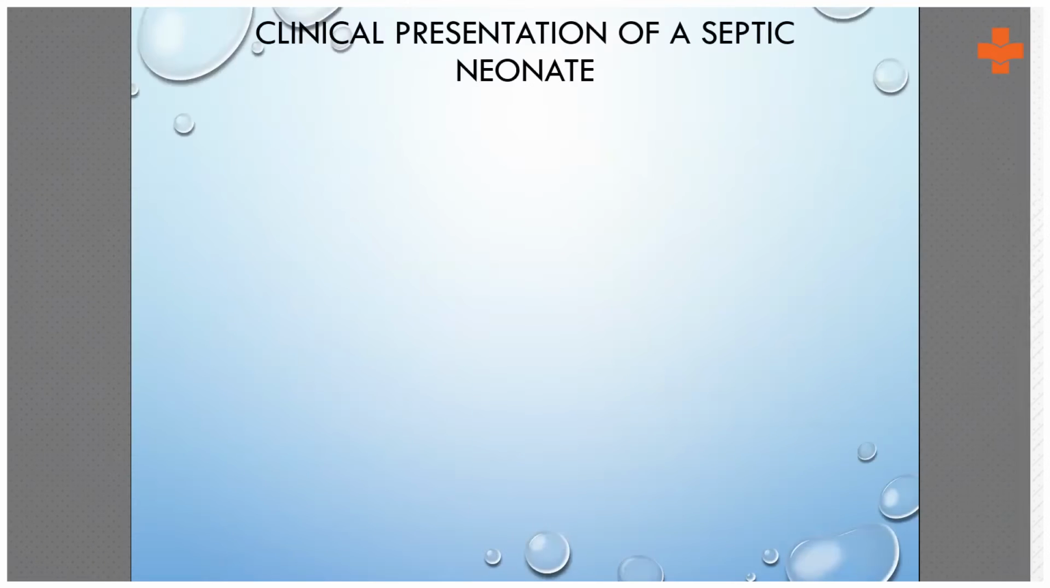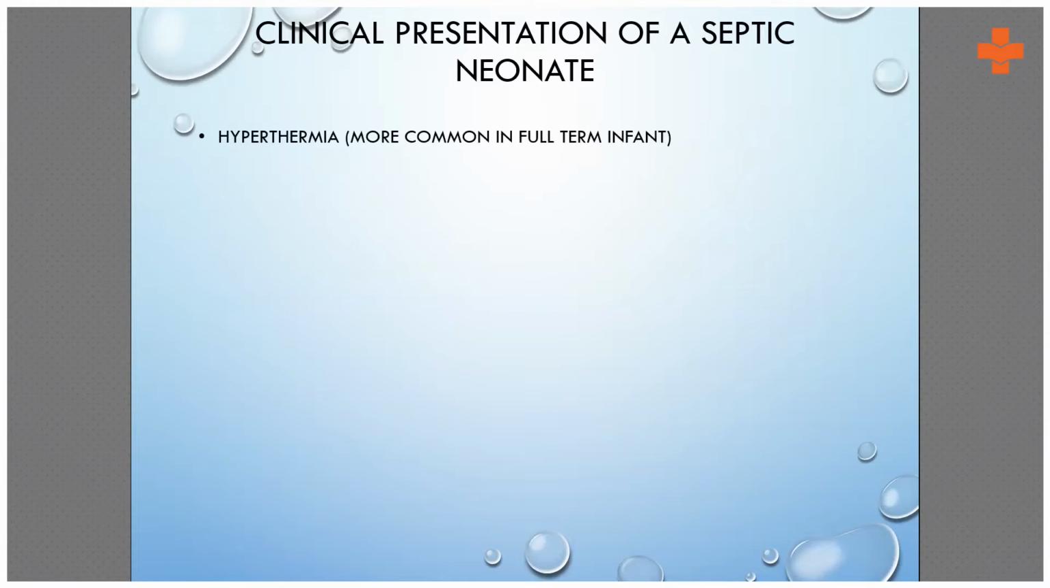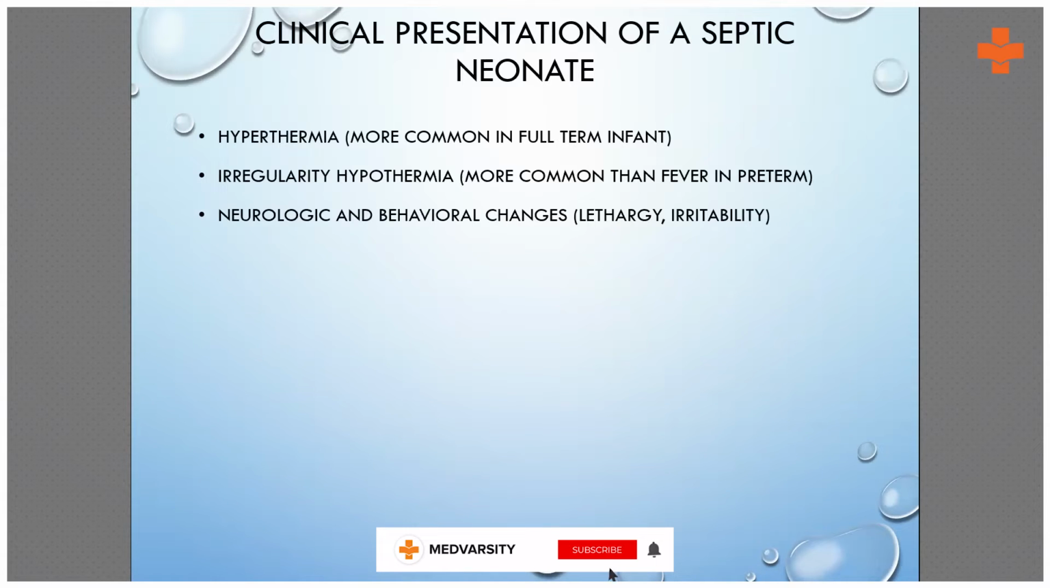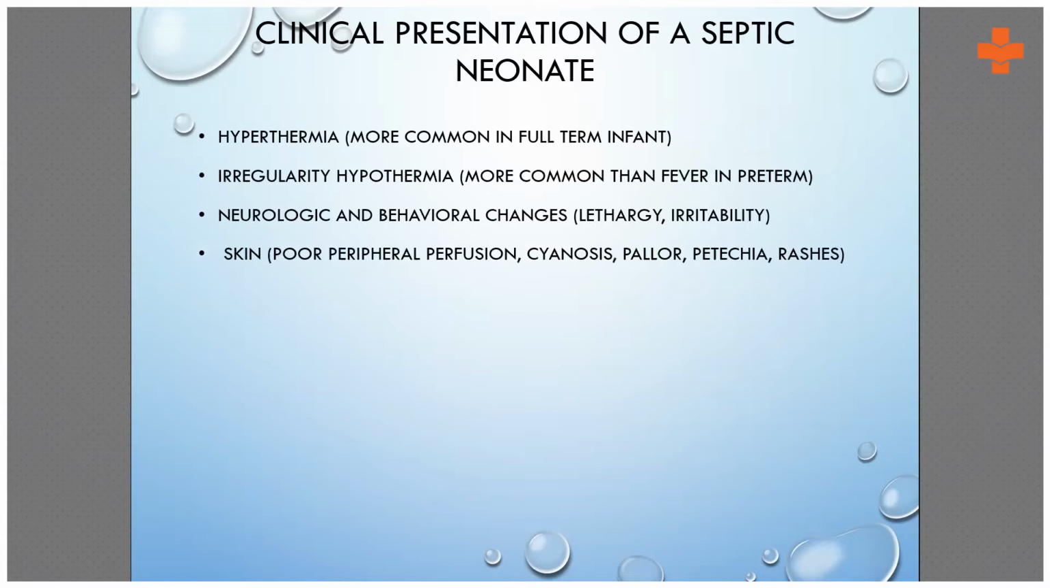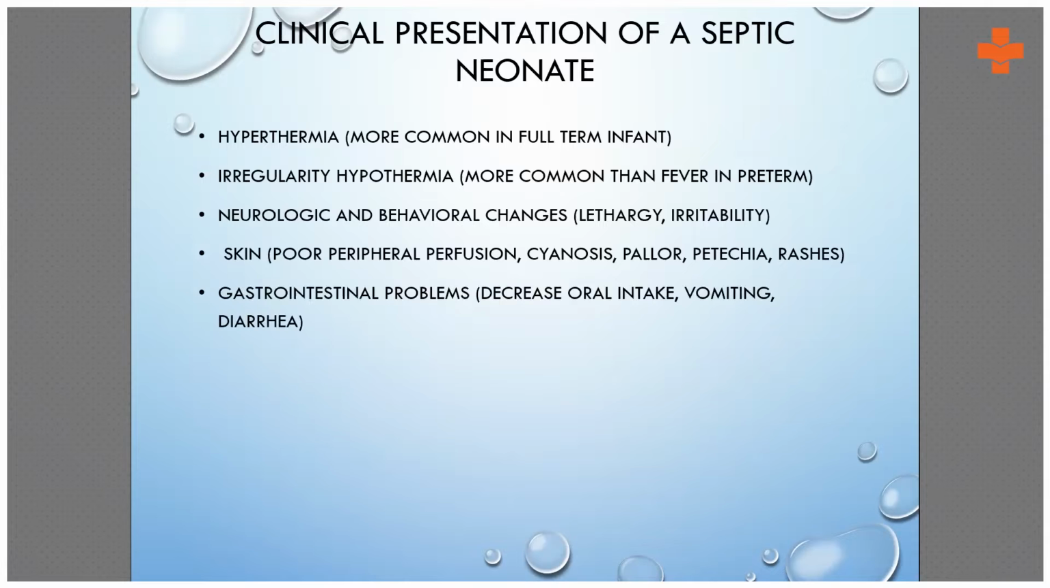Now, what is the clinical presentation of a septic neonate? A child will come to the emergency with hyperthermia, or basically irregular hypothermia, in the case of preterm babies, where there will be a variation in the temperatures. The neurologic or behavioral changes mean that the baby may be lethargic, irritable, inconsolable, with a continuous shrill cry. Poor perfusion, cyanosis, pallor, any petechial spots or rashes.